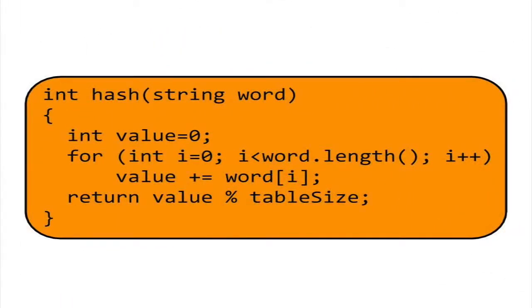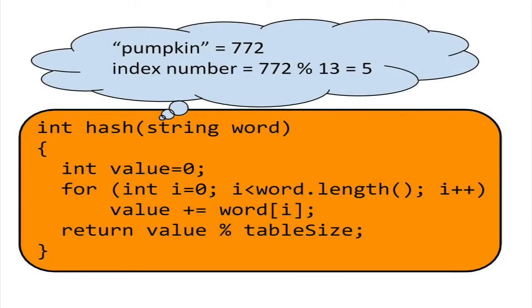Here's an example. Suppose the hash function takes a string as its parameter, and then it adds up the ASCII values of all the characters in the string. Then it mods the sum of these ASCII values by the table length. If the key is a word like pumpkin, and the table is of length 13, then the resulting index number would be 5.